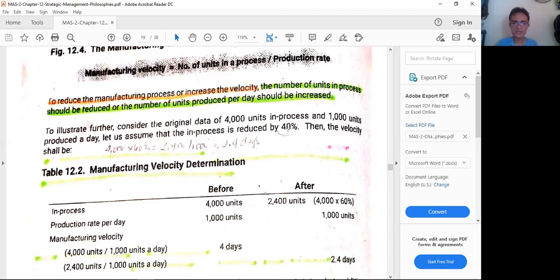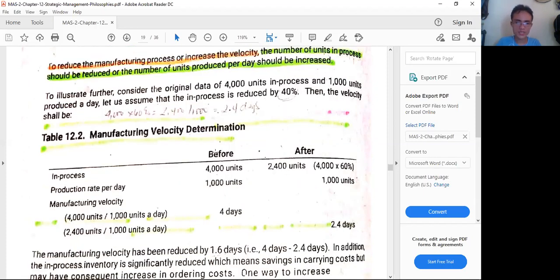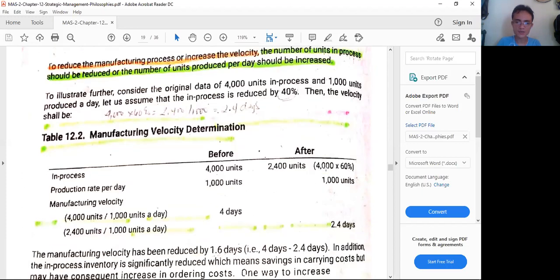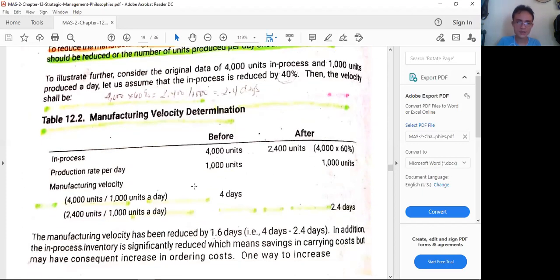Now, assume there is a reduction of the in-process units by 40%. Before, the in-process was 4,000, but because of the reduction, the units are changed into 2,400. So if there has been a reduction because of the implementation of the JIT system or philosophy, instead of a manufacturing velocity of 4,000 over 1,000, that's 4 days, 2,400 divided by 1,000 is 2.4 days.